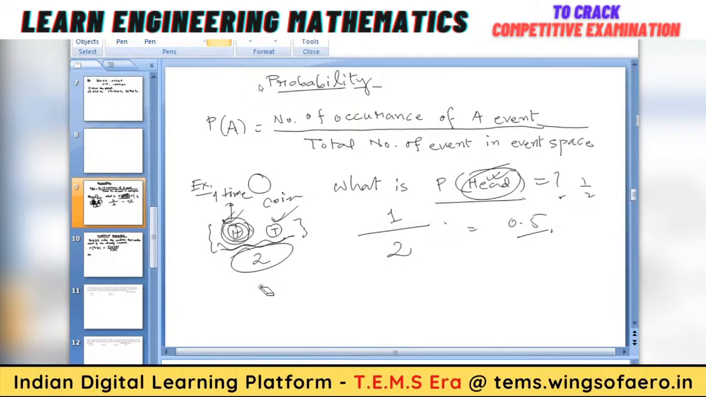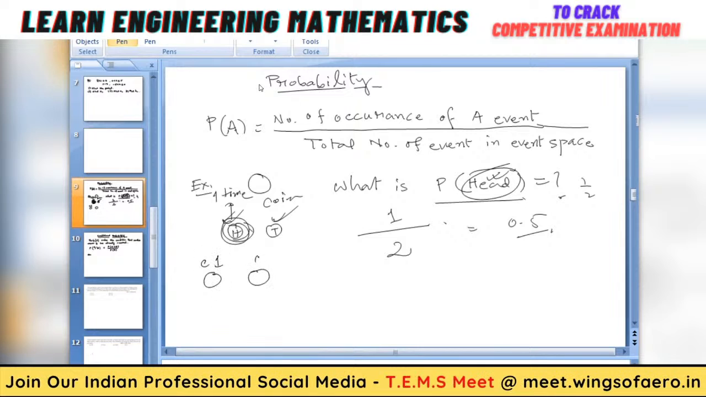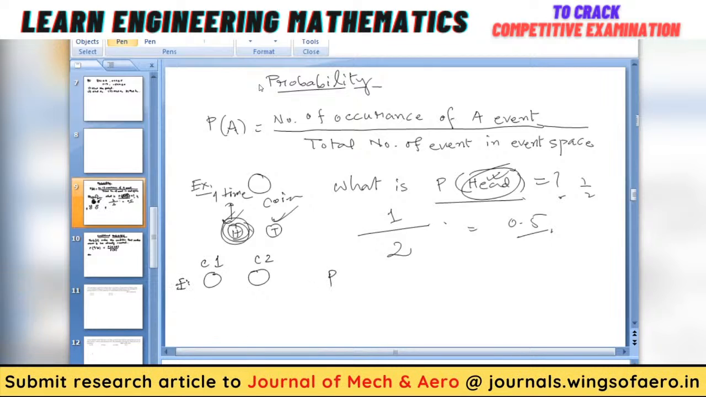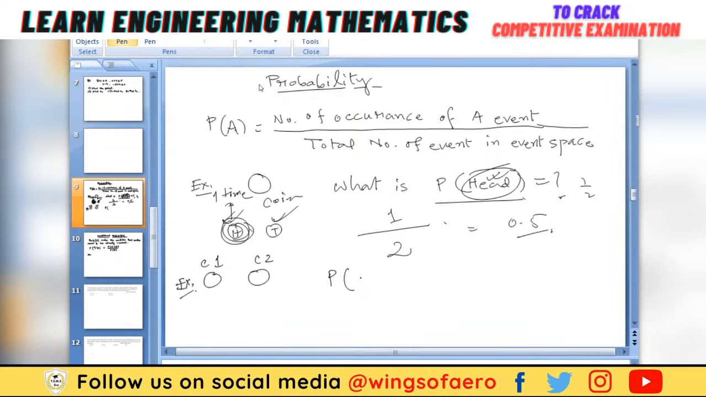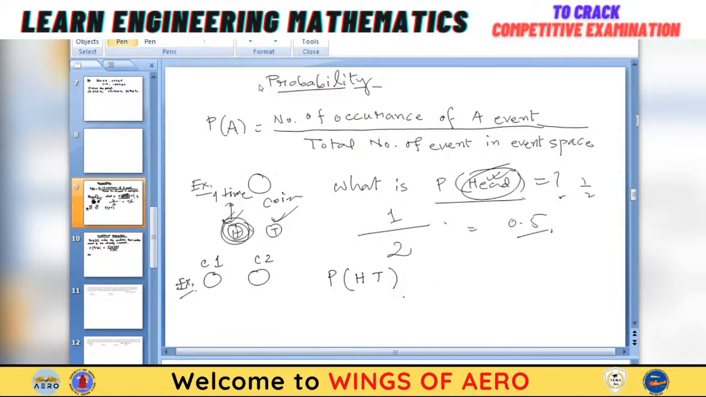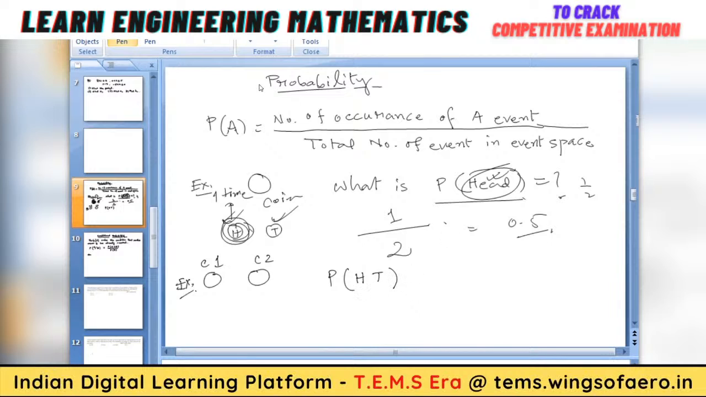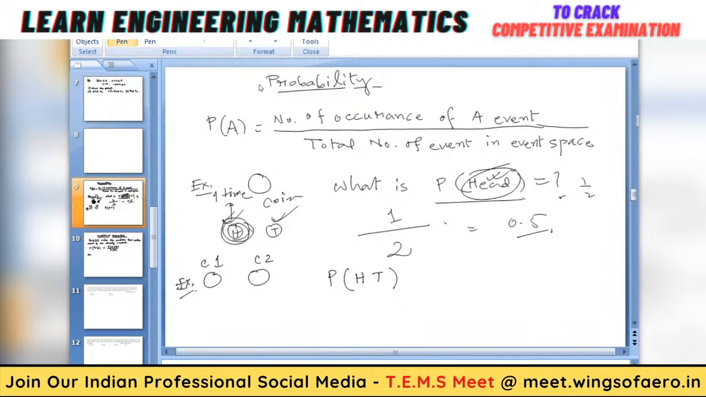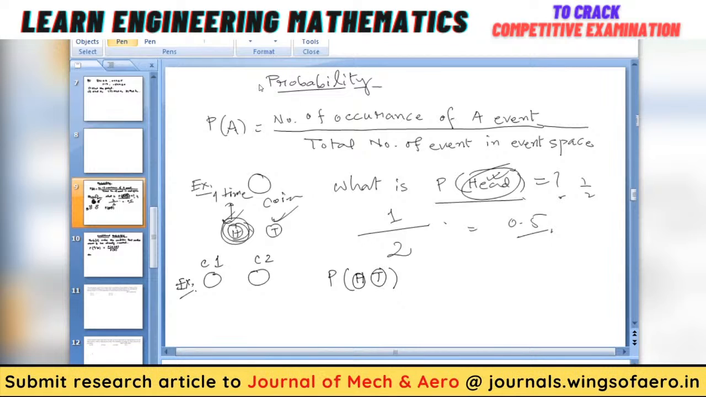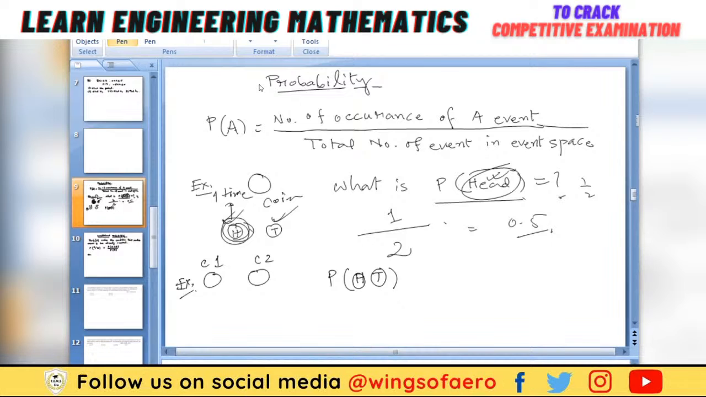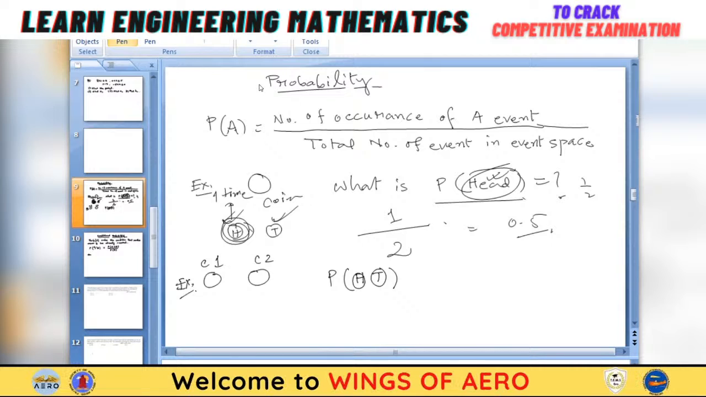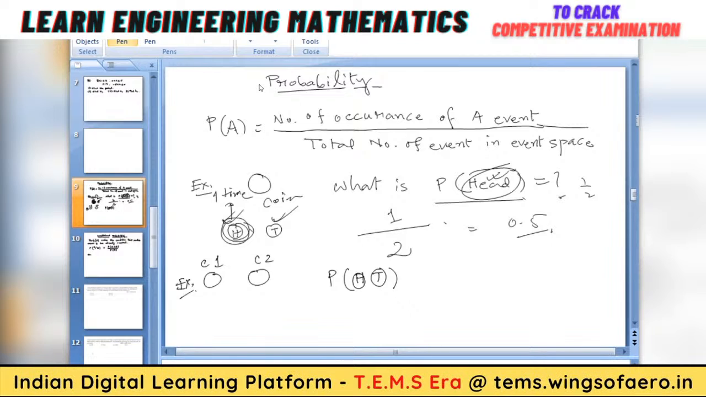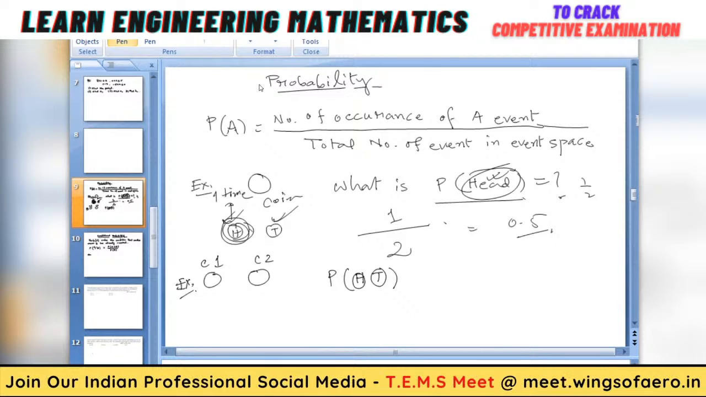Second example: suppose 2 coins are tossed, coin 1 and coin 2. What is the probability of HT? HT or TH, both are the same event. HT means one is head and another is tail. If I toss 2 coins simultaneously, what is the probability that one coin is head and another coin is tail? Everybody try to answer. I want the answer from everyone.